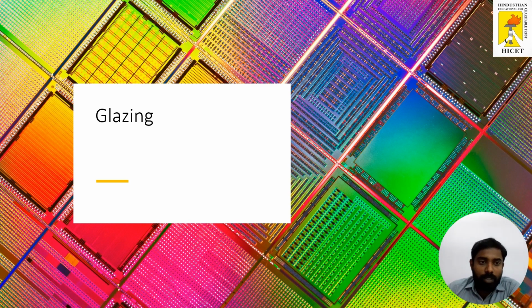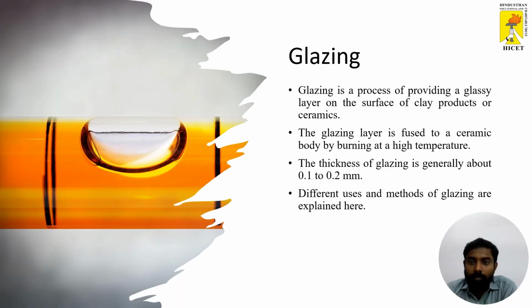And today we are going to see about glazing as a construction material. Glazing is a process of providing a glazy layer on the surface of clay products or ceramics. The glazing layer is fused to the ceramic body by burning at a high temperature. The thickness of the glazing is generally about 0.1 to 0.2 mm. Different uses and methods of glazing are explained here.